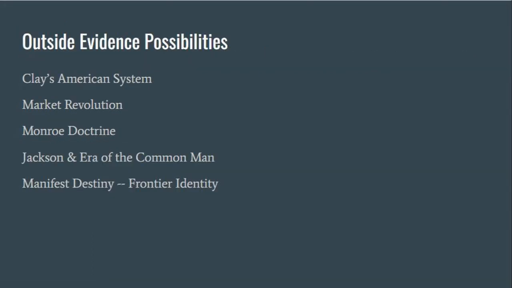Finally, some pieces of outside evidence, which would be evidence that is not linked to any of the documents at all, and it could go towards aiding an argument. So you couldn't use any of these things if you're using them as context for a document, but if you separated this out, you used it by itself, and it supported your argument, then it would count for that one outside evidence point. And any of these things would work. A few things that I thought of that could have been weaved nicely into an essay are Clay's American System, the Market Revolution, the Monroe Doctrine, Andrew Jackson's electoral victory, and the era of the common man.